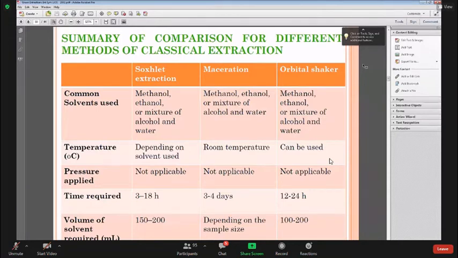As far as the orbital shaker is concerned, this is a quite applicable method and can be used for extraction of a wide array of phytochemicals and high value components. There is no pressure involved. However, the time, overnight, 12 to 24 hours, may be involved.